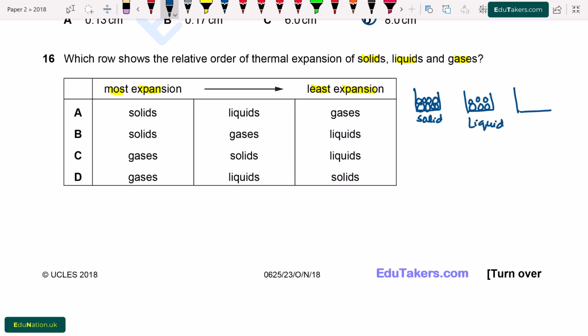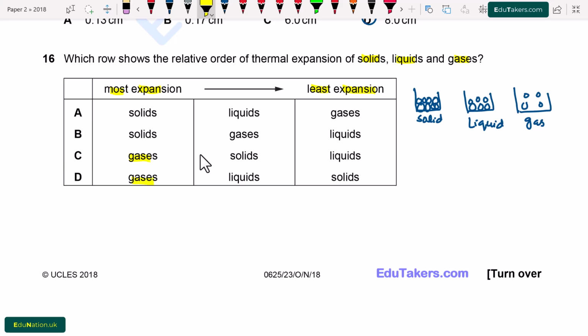While the molecules of the gas are farther apart from each other. So this is gas. As the spacing between the gas molecules is larger as compared to the liquid and solid, it is easier to expand gas more as compared to liquid and solid. So the most expansion will be for the gas in options C and D. Most expansion is for the gas.